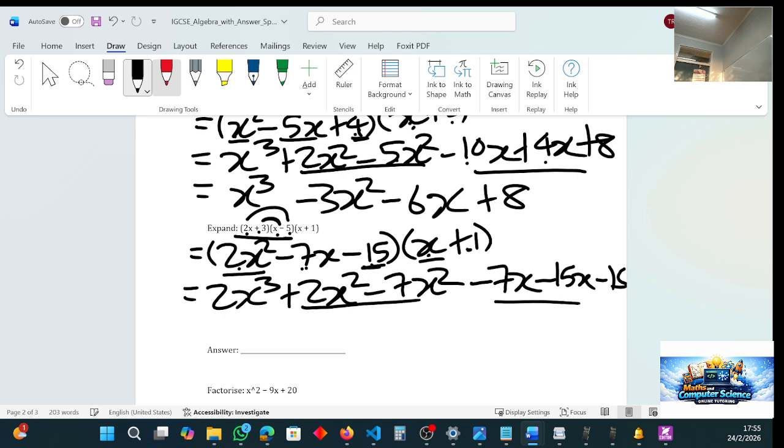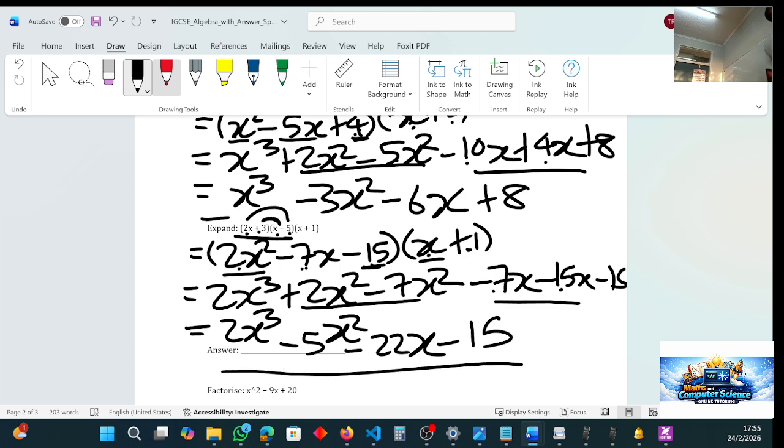Then I'm collecting like terms together. So this will simplify to 2x cubed plus the like part, which is x squared, 2 minus 7. It gives me negative 5. Hence, I'll need to remove the positive sign there. Then I proceed to simplify the second part where I have x, but it's minus 7 minus 15. It gives me minus 22. Then finally, I have minus 15. That's how we simplify this type of expression which involves three brackets.